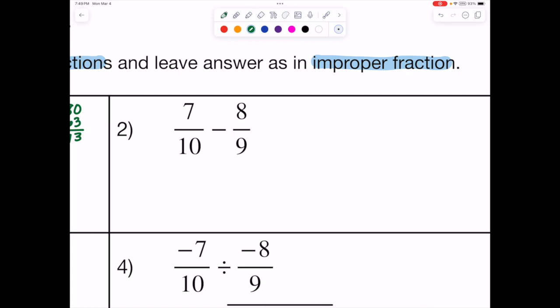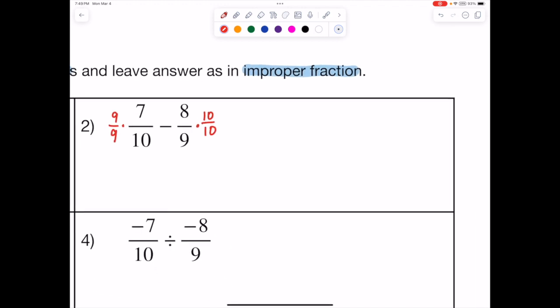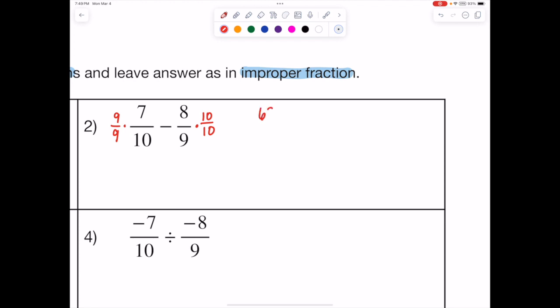Number 2, we're subtracting fractions. We can't subtract without common denominators. So again, we multiply by 10 over 10 and by 9 over 9 to make common denominators. Let's do a rewrite. 9 times 7 is 63. 9 times 10 is 90. Then we have minus 80, and we have 90ths. Something else you could think about is you could KFC that if you want, to think about it that way.